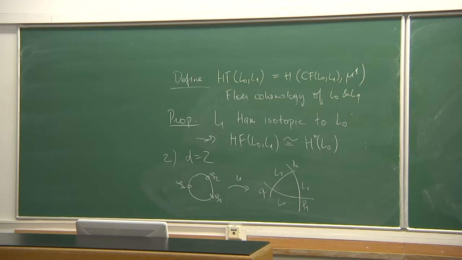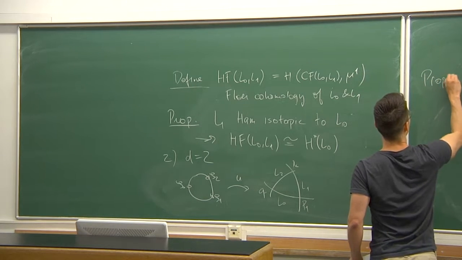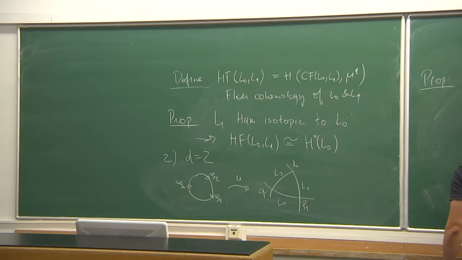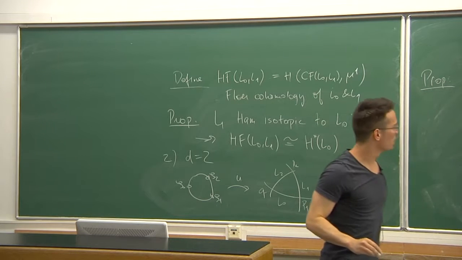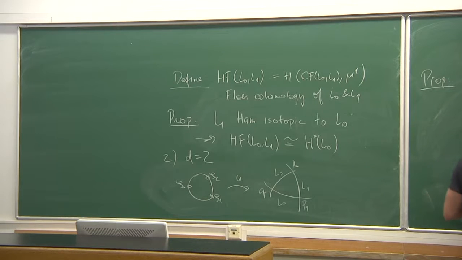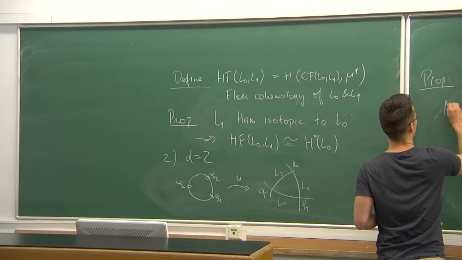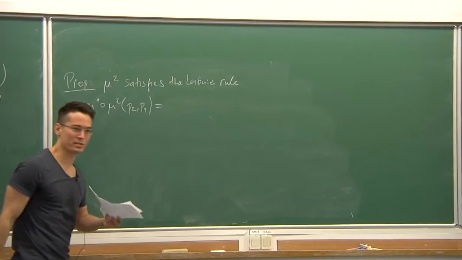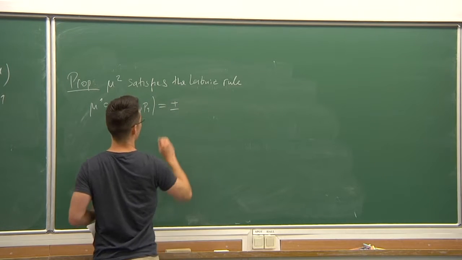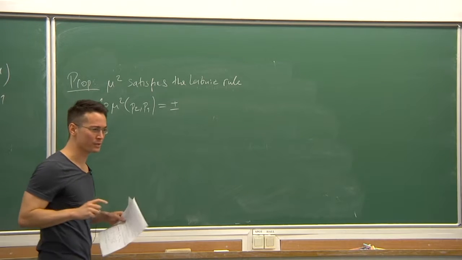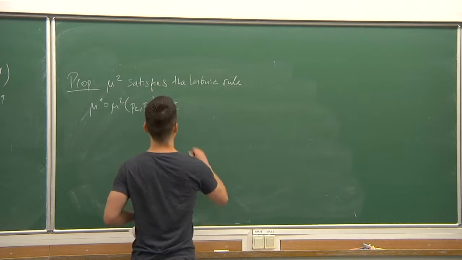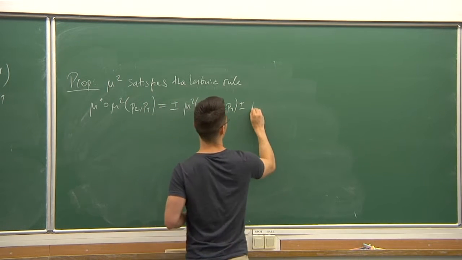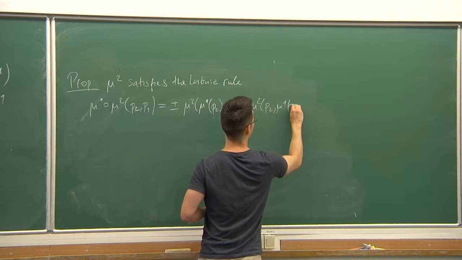In this case, we have the following statement, namely that μ2 satisfies the Leibniz rule on the chain level. So this means μ1 composed with μ2 of P2 and P1 is equal to, and now I'm going to be messy with the signs, please forgive me. In general we have signs here depending on the degrees of these generators, but I don't want to go into too many details concerning these signs. So plus minus μ2 of μ1 of P2 and P1, plus minus μ2 of P2 and μ1 of P1.